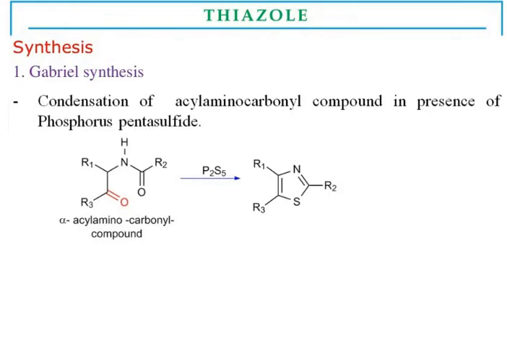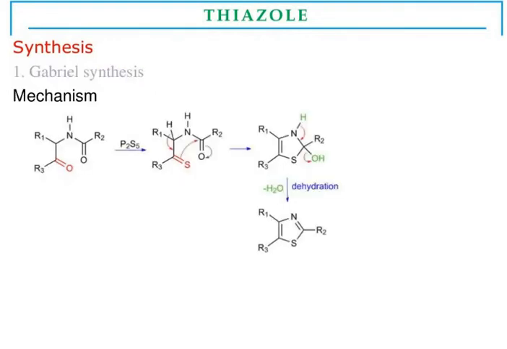So this compound in the presence of phosphorus pentasulfide. Now the mechanism, you can look at the mechanism of the Gabriel synthesis, how the bond forms between the carbon double bond and the carbon double bond sulfur, this bond shifting for the formation of the 5-membered ring, and then shifting of pi electrons towards the oxygen. Then you are getting this second structure, and finally after dehydration you are getting your thiazole.